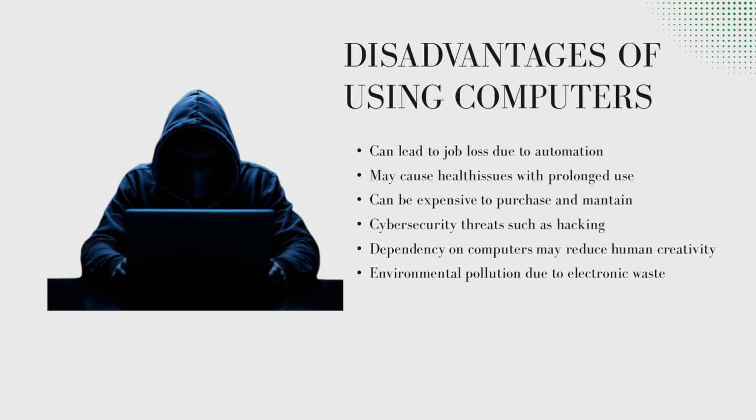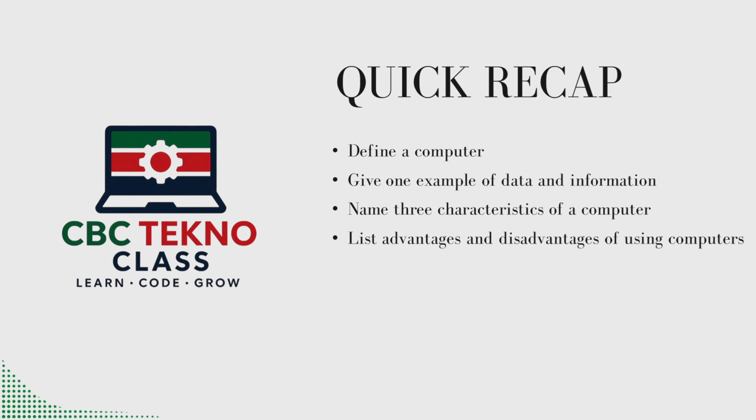Now, learners, that's the end of our lesson today. And in summary, I want you to define what a computer is. We will also give one example of data and information. We will name 3 characteristics of a computer, and then list advantages and disadvantages of using computers. And that is the end of our lesson today.